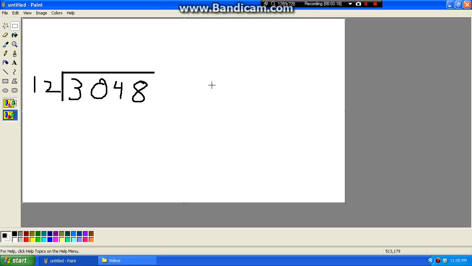You just ask how many times does 12 go into 30, and then multiply that by 100. Because by doing that, you're essentially figuring out how many groups of 12s you can stick into 3000. So you say, okay, 12 goes into 30 2 times. So you write the 2 here.